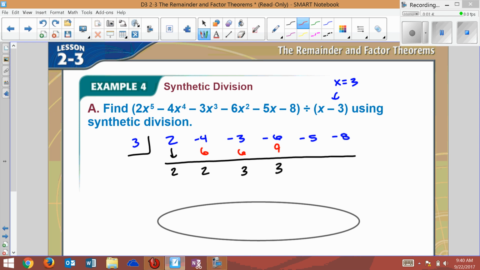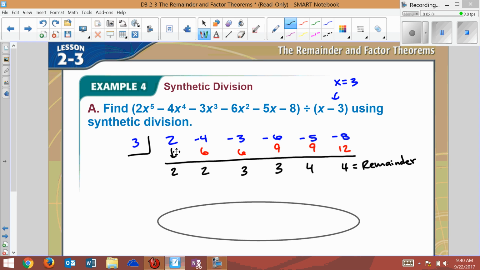3 times 3 gets us another product of 9. This time our sum equals 4. When I multiply here, I get a product of 12. When I combine, I get a sum of 4. 4 is your remainder.